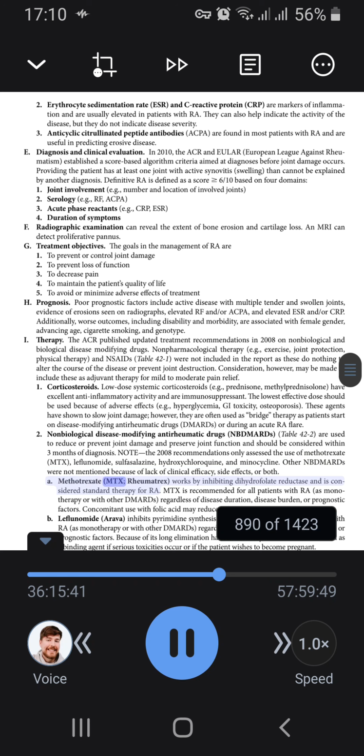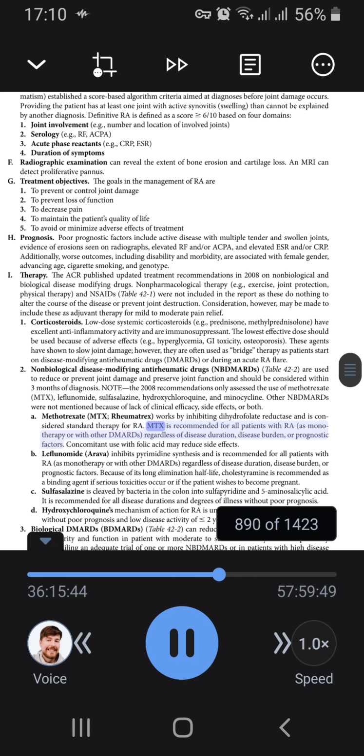A. Methotrexate, MTX, works by inhibiting dihydrofolate reductase and is considered standard therapy for RA. MTX is recommended for all patients with RA, as monotherapy or with other DMARDs, regardless of disease duration, disease burden, or prognostic factors. Concomitant use with folic acid may reduce side effects.